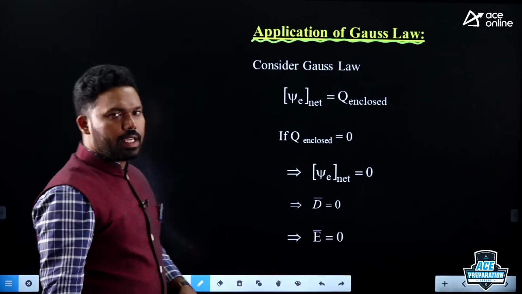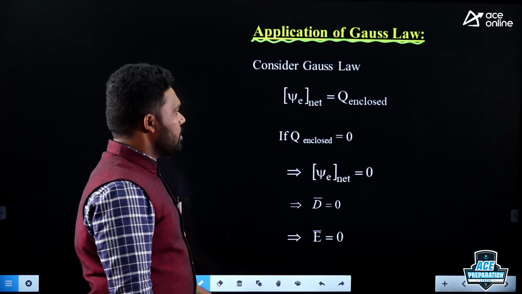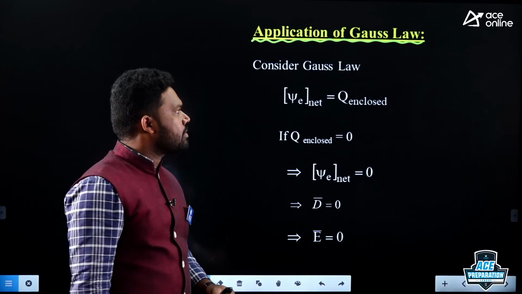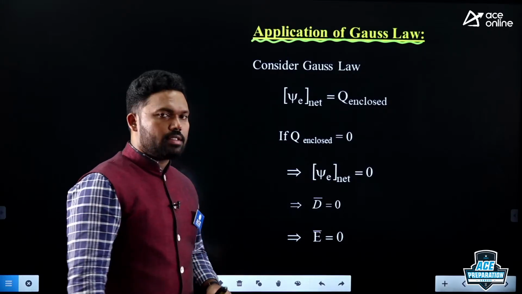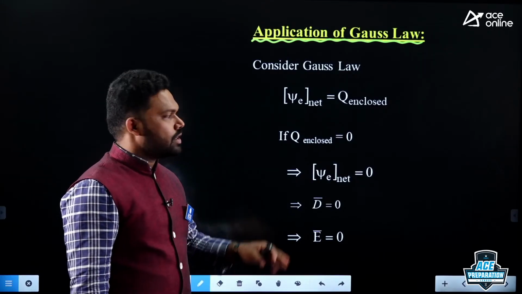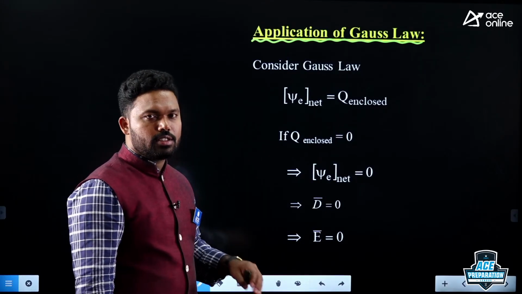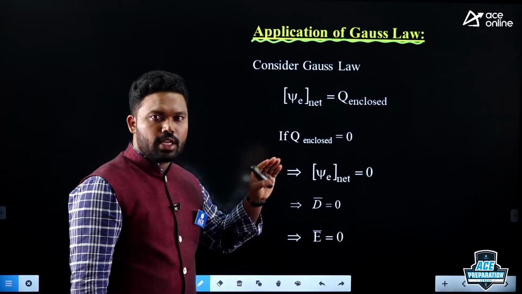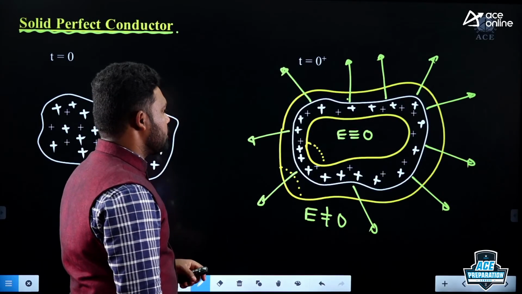Then we have seen some applications of the Gauss law without going into much mathematics. The net electric flux is equal to the charge enclosed. If the charge enclosed is 0, net electric flux is 0, electric flux density is 0, electric field is 0. I'll be using this one.